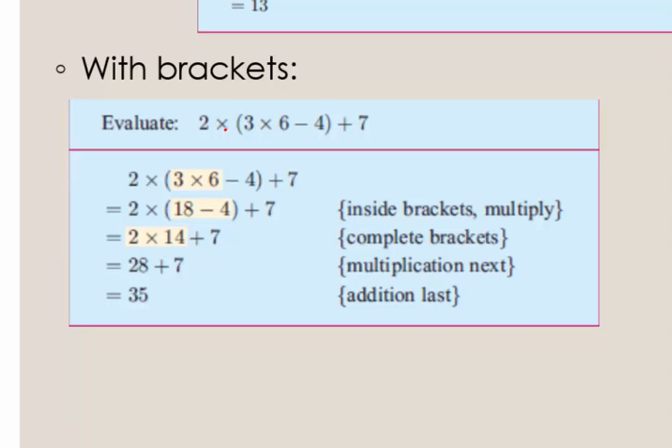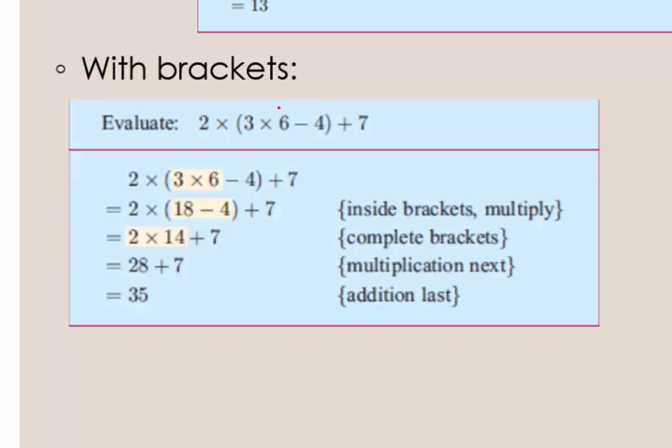When you're dealing with brackets, even though there's a multiplication here, you would normally go from left to right, so it would make sense that you would do this first. But because there are brackets, you always take care of the brackets first. Once you go inside the brackets, it acts as its own individual equation. So again, you follow BEDMAS.